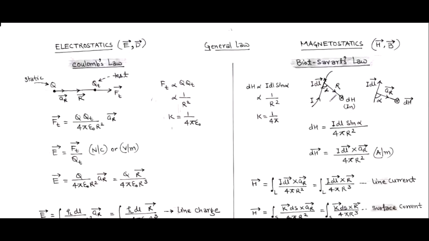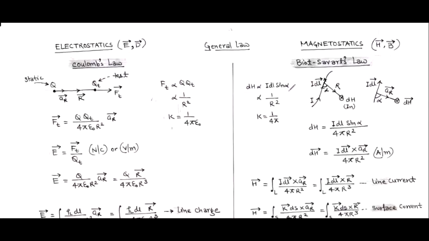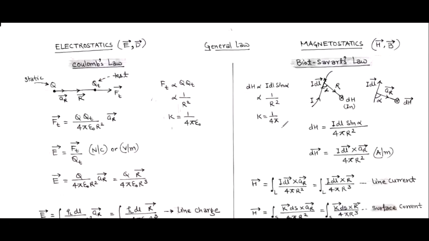So according to Biot-Savart's law, the small differential magnetic field intensity, that is dH, is directly proportional to the product of I into dl and sine alpha, and inversely proportional to the square of the distance between them. Here the constant of proportionality is 1 upon 4 pi. So in magnitude form, dH equals I into dl sine alpha upon 4 pi r square, and in vector form, it is dH vector, and here we consider a cross product, that is the cross product of I into dl vector and unit vector r.